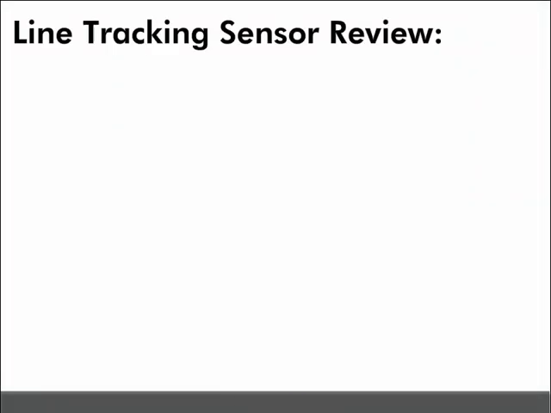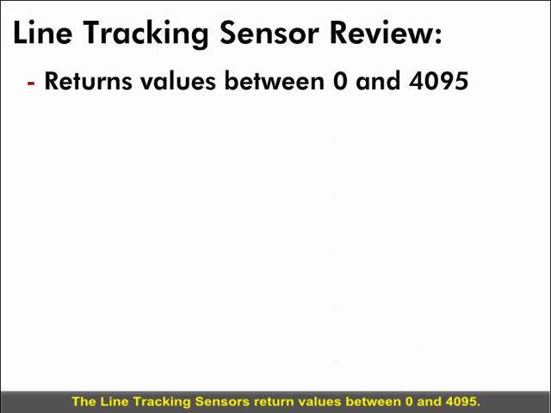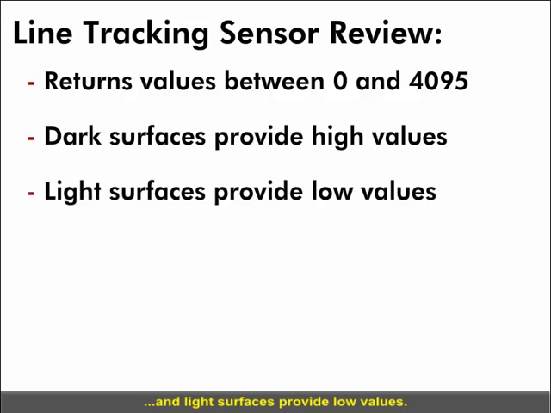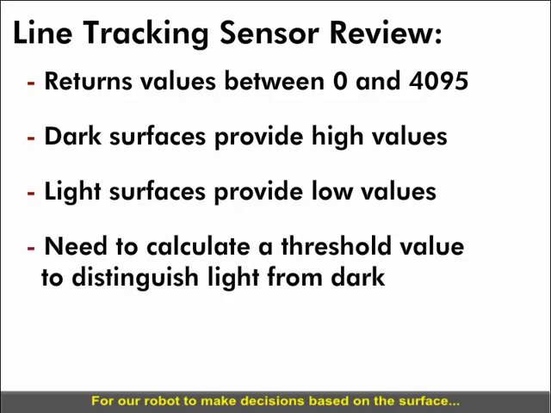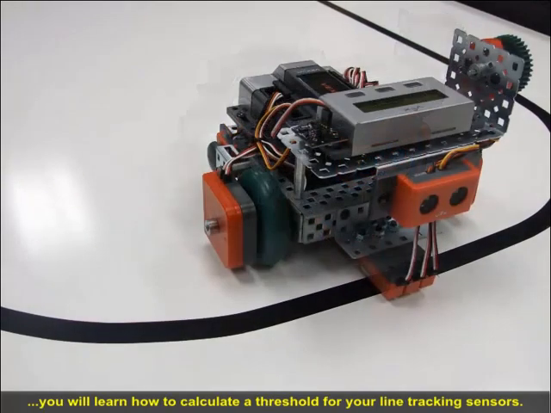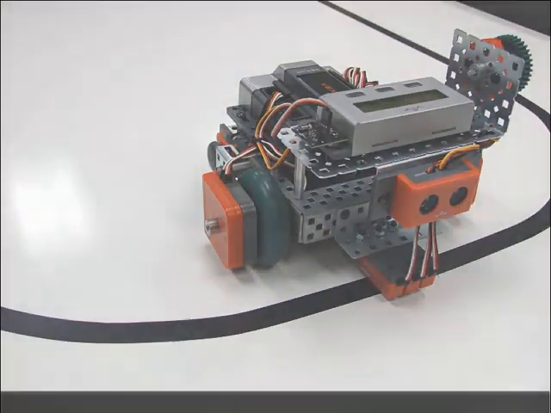Let's review. The line tracking sensors return values between 0 and 4095, where dark surfaces provide high values and light surfaces provide low values. For our robot to make decisions based on a surface, we need to calculate a threshold, splitting the wide range of values into just two categories, light and dark. In this lesson, you will learn how to calculate a threshold for your line tracking sensors.